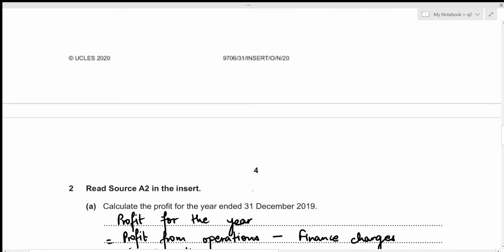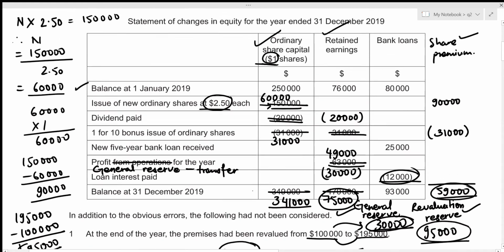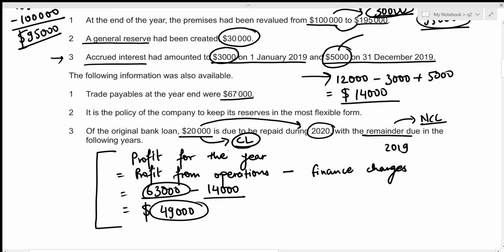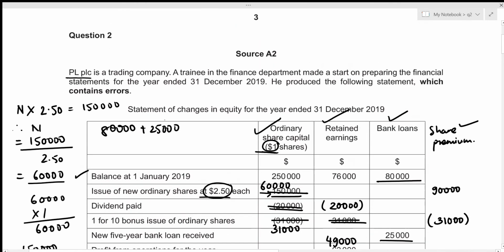Okay, let's have a look above. We can see that the only non-current liability that we have is of a bank loan, and the balance of the bank loan at 1st January 2019 was 80,000, and then we received a new 5-year bank loan of 25,000, so we need to add it. That's 80,000 plus 25,000, and we are also given additional information stating that 20% of the bank loan is due to be repaid during 2020, which makes it a current liability. So we need to exclude it from our non-current liabilities, right? Let's subtract the 20,000. So this gives our total bank loan to be 80,000 plus 25,000 minus 20,000, which results in the value of 85,000.